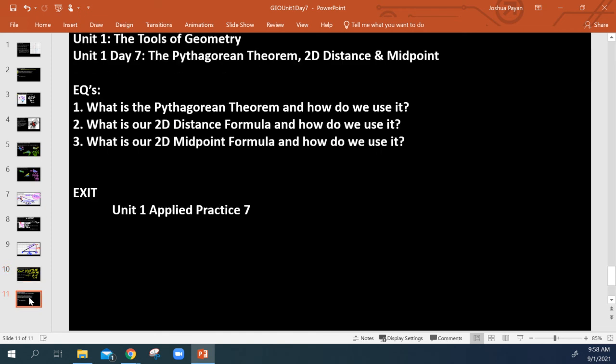Right, so to cap everything off, what is the Pythagorean Theorem? A squared plus B squared equals C squared. How do we use it? Arithmetic and algebra. What is our 2D distance formula, and how do we use that? Well, it's the same idea as any other formula we're going to use. You basically just put the numbers where they go. And same idea for the 2D midpoint formula. We saw what that was, and we saw how to use it.